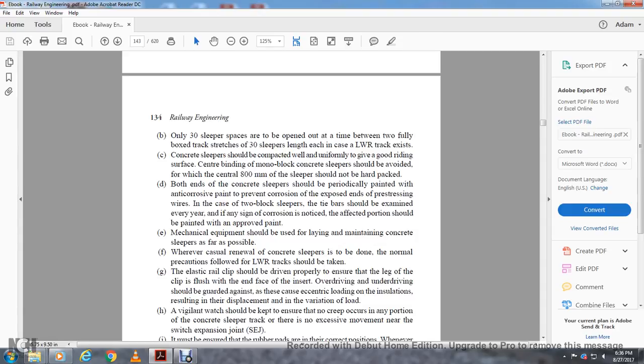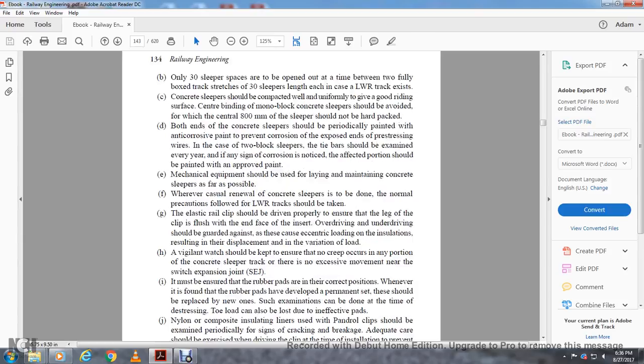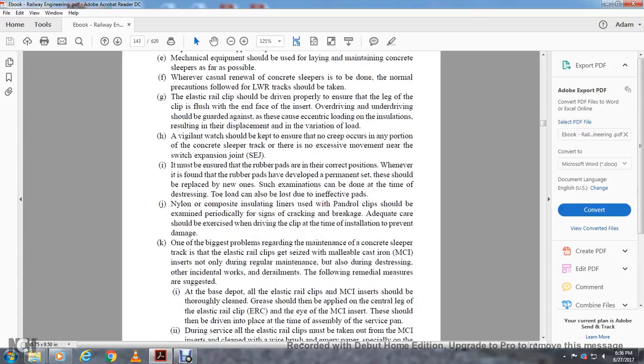Overdriving and underdriving should be guarded against, as they cause eccentric loading of the insulation, resulting in their displacement and variation with load. A vigilant watch should be kept to ensure that no creep occurs in any portion of the concrete sleeper track, and there is no excessive movement near the switch expansion joint. It must be ensured that the rubber pads are in the correct position. Whenever a rubber pad is found to have developed a permanent set, it should be replaced with a new one.